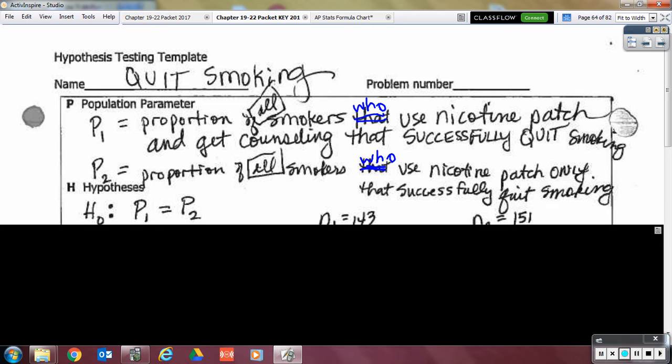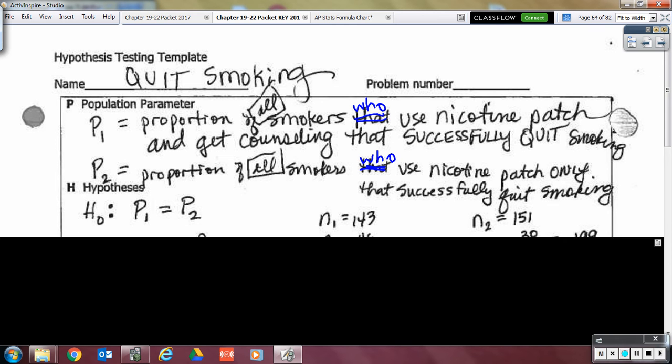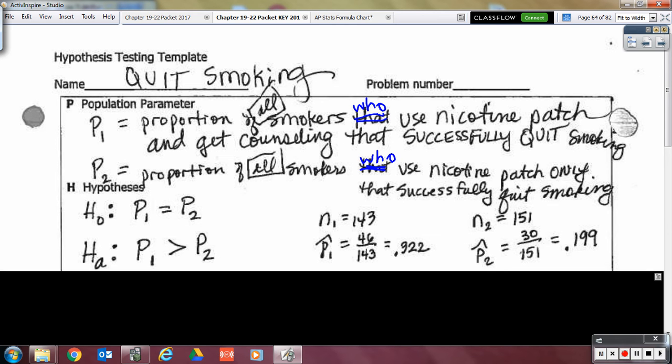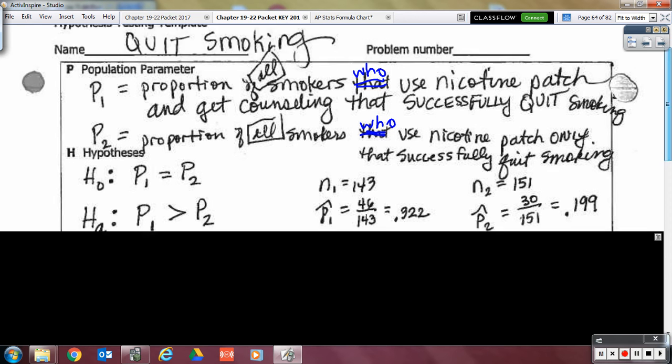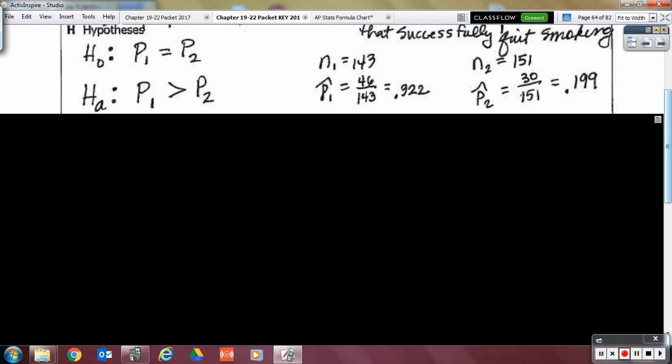The alternative, what are we wondering? Good. Does the addition of the counseling give a higher success rate than the patch alone? Now, over there on the side, I wrote down numbers just so that I don't have to flip back and forth to the other page. So I went ahead and wrote those down. P hat 1 was 46 over 143, and P hat 2, the sample results. So that's kind of the sample results.